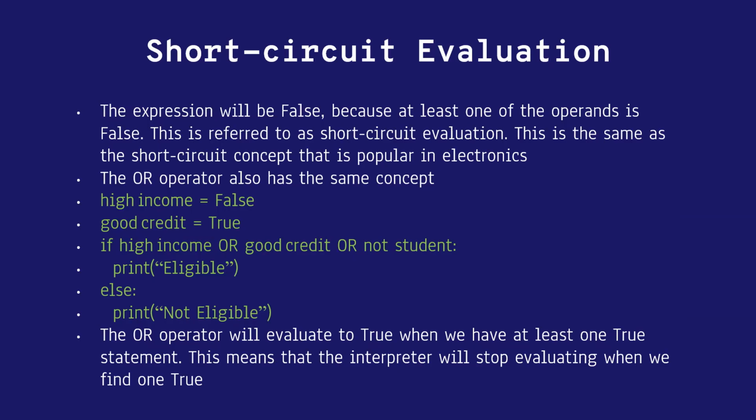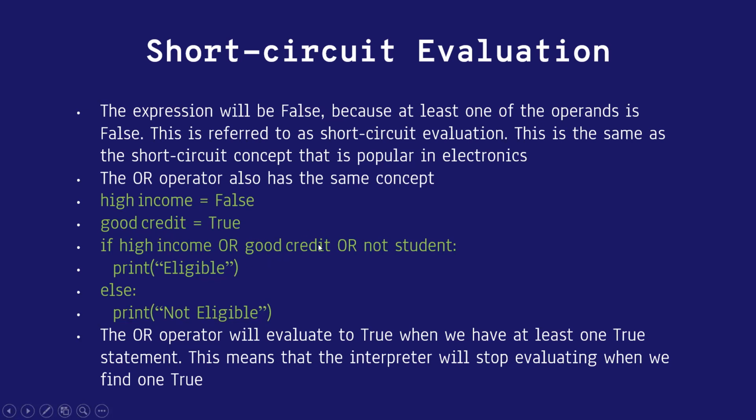It is the same as the short circuit concept that is popular in electronics. The OR operator also has the same concept. We have this program: high income equals false, good credit equals true. If high income or good credit or not student, print eligible, else print not eligible. The OR operator will evaluate to true when we have at least one true statement. This means that because we have high income equals false, it will look for another true, good credit equals true. So that means this is true.